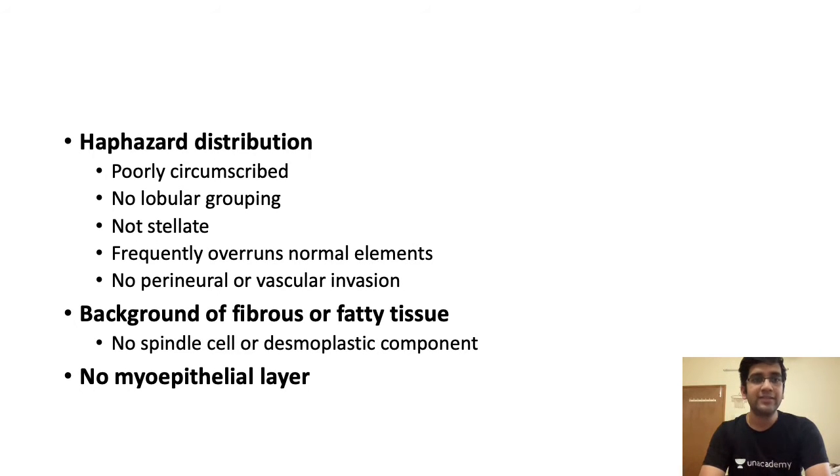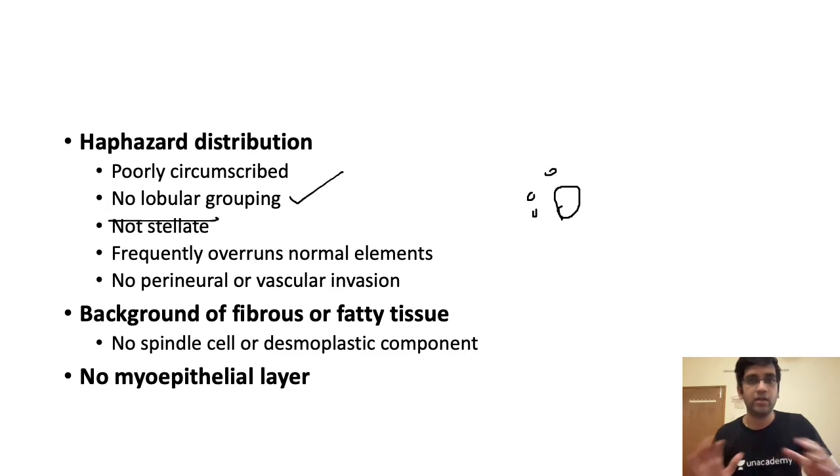Next. The distribution is haphazard. That's what we saw. Few of them were looking like a duct lobular unit. Few of them were scattered. It was a very irregular distribution. No lobular grouping most of the time. So what we saw as a lobular grouping is nothing but the normal lobules, fine? And it's not stellate. Not stellate means I don't have a gland in the center surrounded by multiple glands. I don't have that appearance. It's completely diffusely distributed glands, very ill-formed, not properly circumscribed also. That makes me think it could be malignant, fine? So keep this in mind.